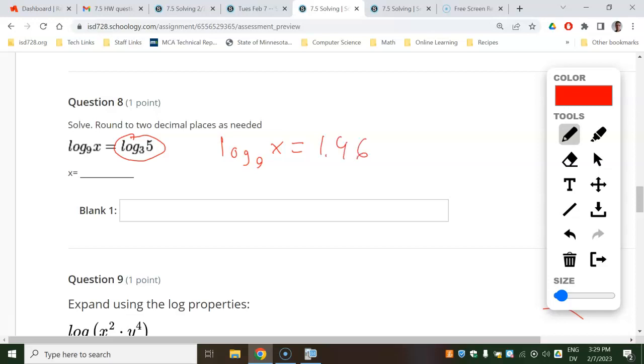Okay, and now I can just switch forms, right? So now that I cleaned up that side, I'm going to go base is 9, exponent is the 1.46, and then the value is x. So I'm switching from log into exponential. So my answer is going to be x equals 9 to that power.